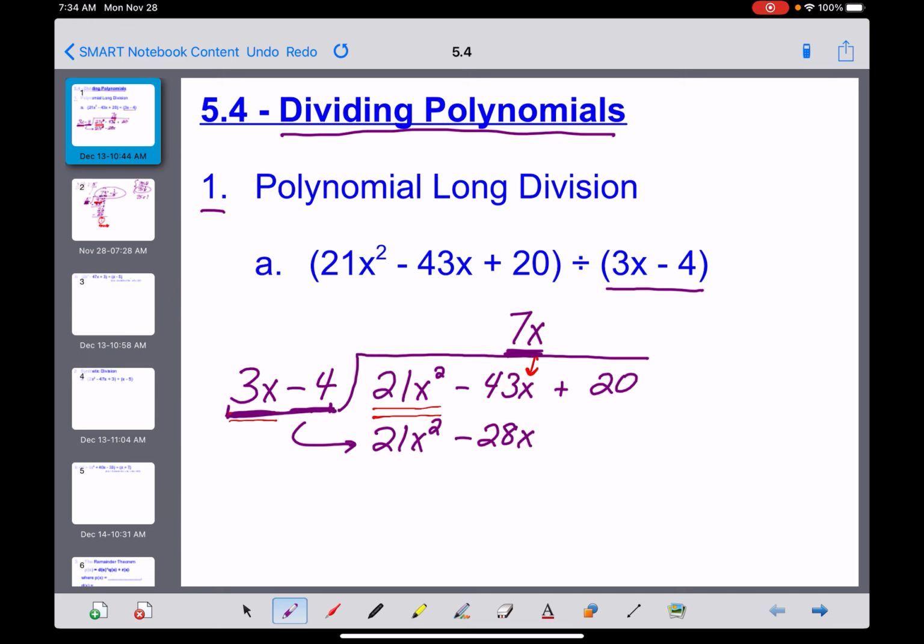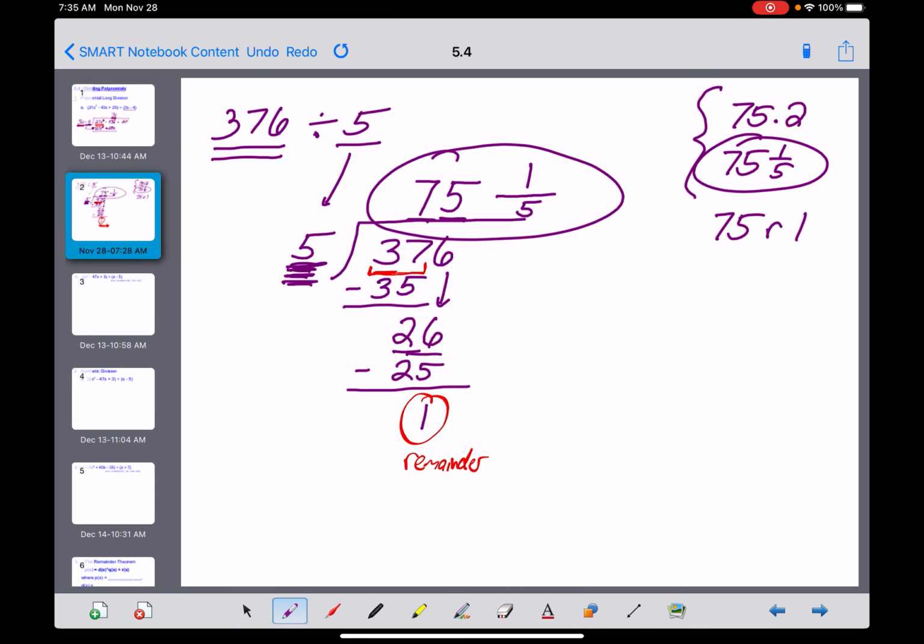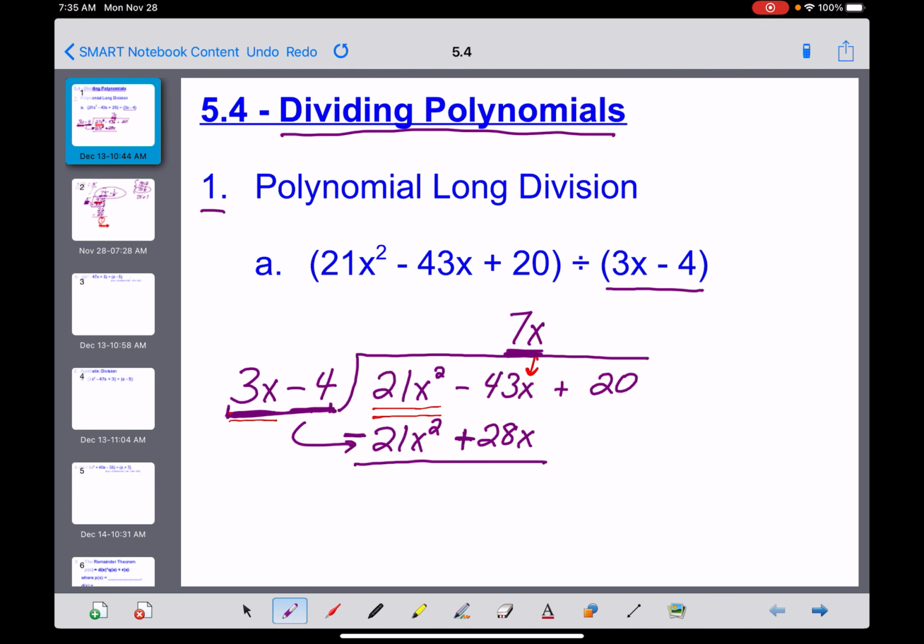And what we do now, guys, there's a little phrase that the teacher I student taught with taught me, and that phrase is this: draw the line and change the signs. Because we're subtracting, we change the sign of 21x squared to a minus 21x squared, and the negative 28x is now going to become a plus 28x. And that's because, just like we did on this step right here, you subtract that 35 from the 37 above it. The 7 times 5 gave me 35, but then I had to subtract it. So the subtraction is the reason we change these signs.